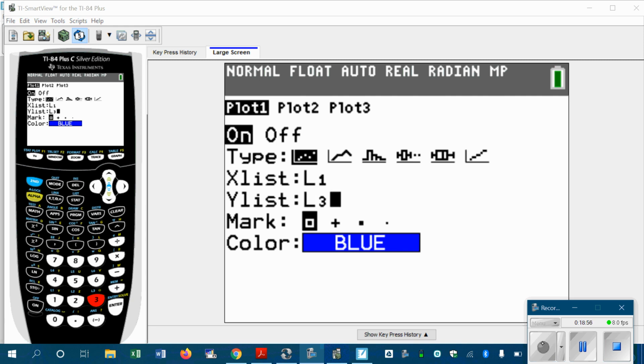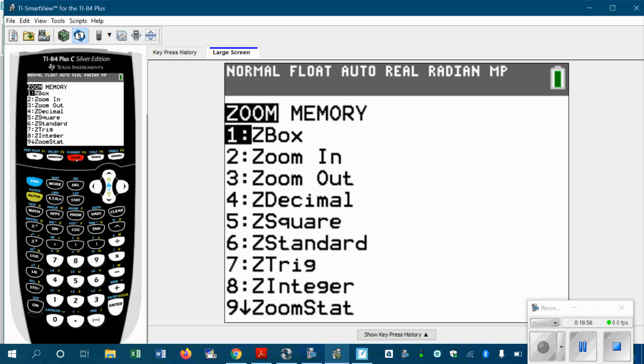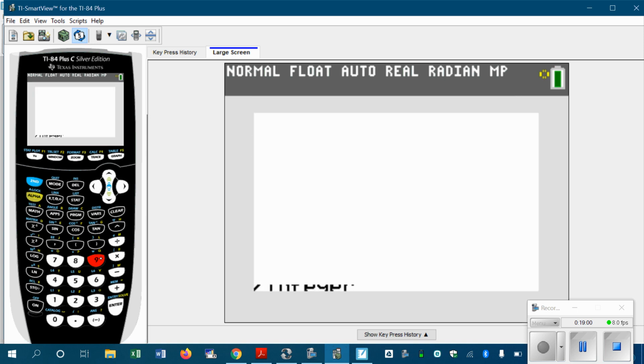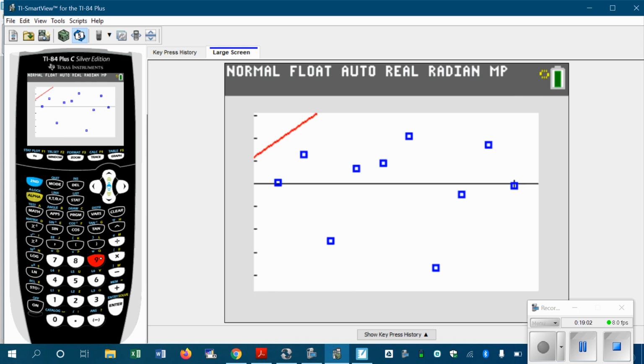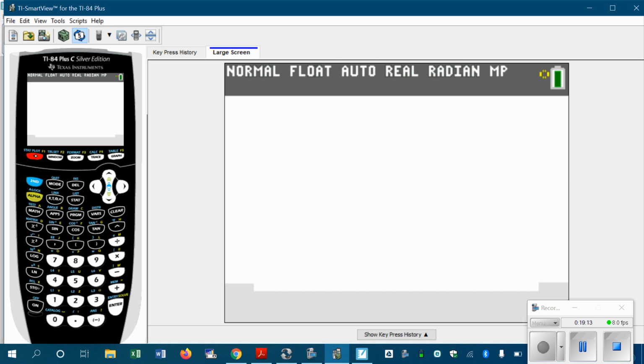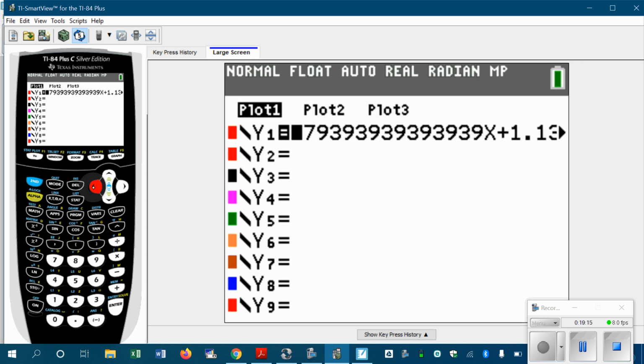Okay, once you have the L3, then you're going to do zoom statistics, like per usual. Oops, I forgot to turn off the line there. My bad. I still have my line of best fit floating through here. We could turn that off. I'll show you how to turn that off. So in Y equals, I just want that equal sign to be off. Right? And now it won't graph.